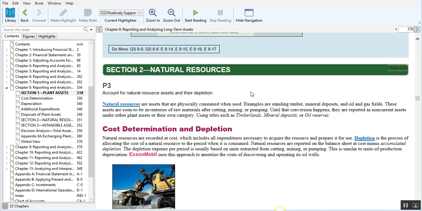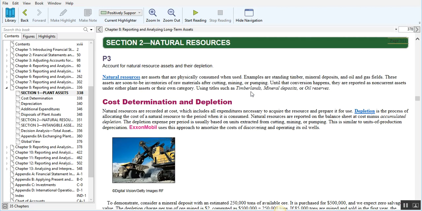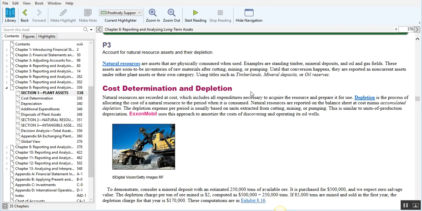Okay, when we talk about natural resources, this is going to be like mineral ore or timber or coal or oil or something of that nature. We're not going to call it depreciation, we're going to call it depletion. But depletion works exactly the way the units of production approach works.